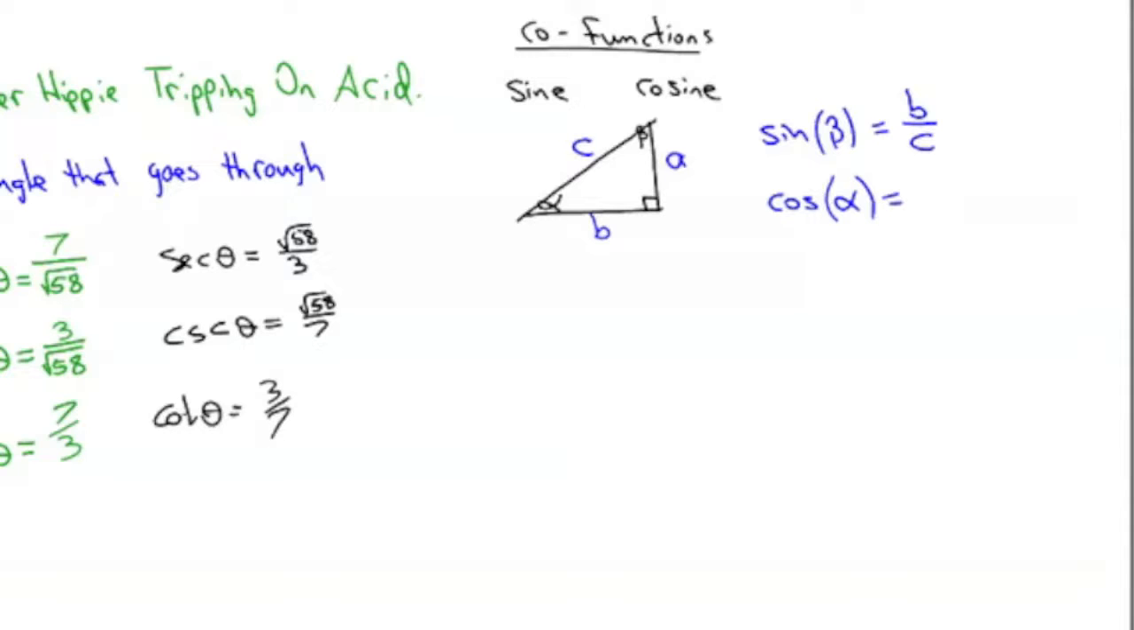All right, what's the cosine of alpha equal to? B over C. So there's a relationship between these two functions evaluated at their respective angles because they're coming up with the same ratio, B over C. So what's the relationship between alpha and beta?